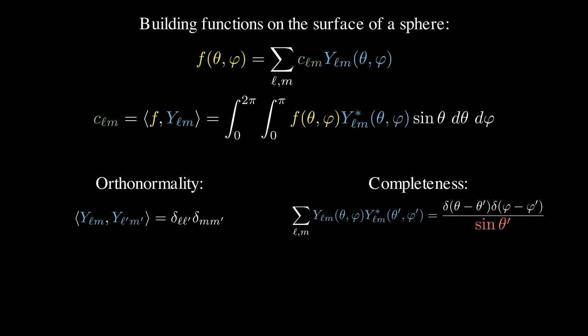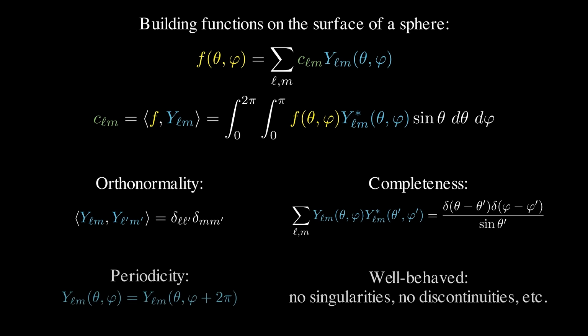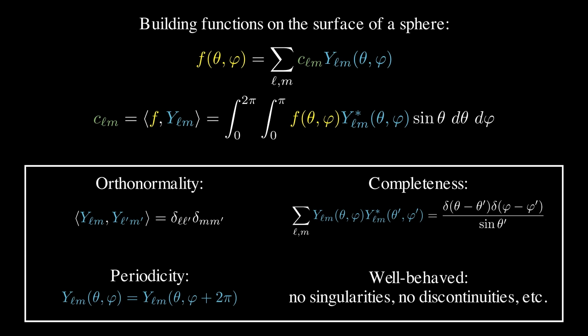The additional sine in the denominator of the completeness relation is there to cancel the sine factor in the solid angle element d omega. Additionally, I have written down our periodicity requirement, as well as the requirement that our basis functions should be well-behaved, which basically means they should have no singularities or discontinuities. Our task is now to find explicit expressions for the basis functions YLM that satisfy these requirements.